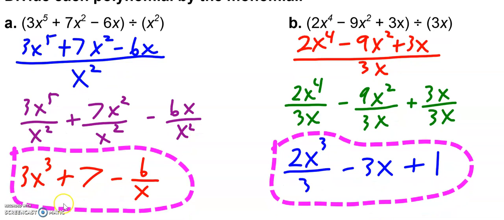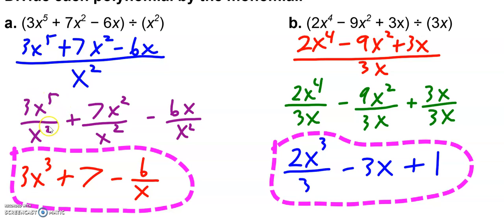All right, so for A, hopefully you ended up with 3x to the third plus 7 minus 6 over x. How do we get that, just in case we didn't get that? So again, first I just rewrote this, and then I split up the fraction because I'm dividing by a monomial. So we can only do this because we're dividing by a monomial. If we're dividing by anything else, this becomes more complicated, and it's just not as straightforward, basically.